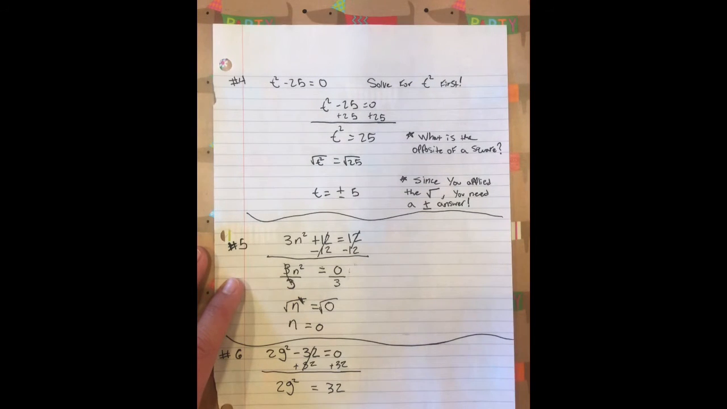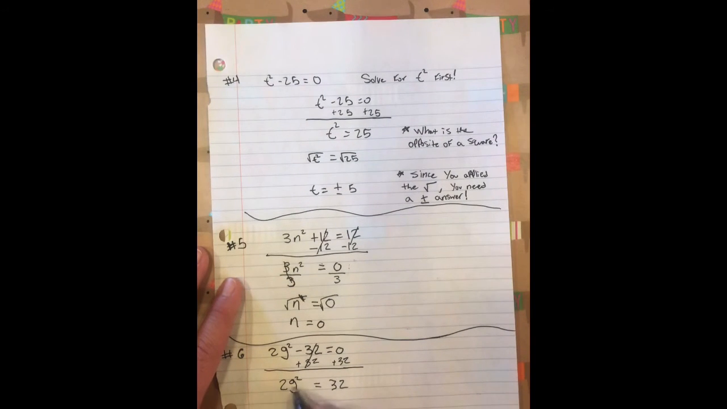Now, what is stopping g squared from being by itself? This 2. What is this 2 doing to g squared? Multiplying. What is the opposite of multiplication? Division. So if I want to get rid of this 2, we need to divide it. What I do to one side, I need to do to the other. So this kills this. We have g squared equals, and I'll do the division for you, 32 cut in half, or 32 divided by 2 is 16.